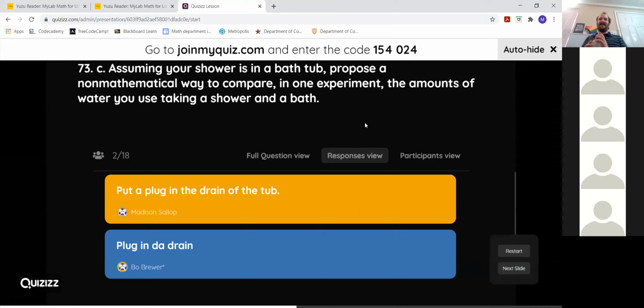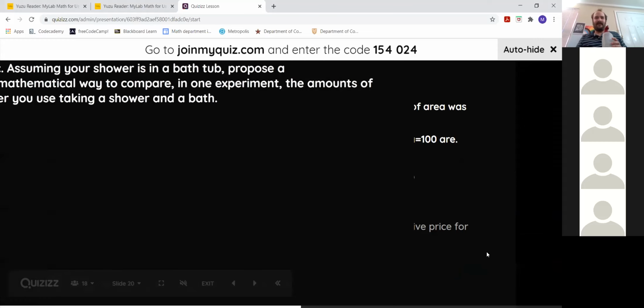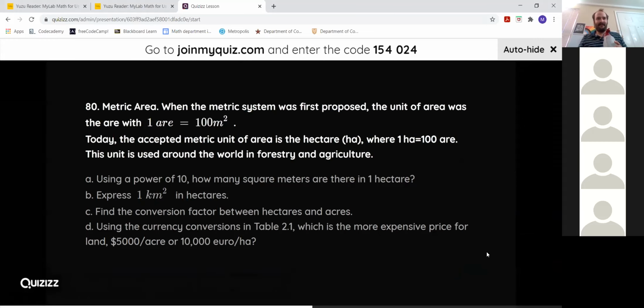It's not necessarily non-mathematical. I think that's a silly word. Everything is mathematical. You just got to know how to look at it.